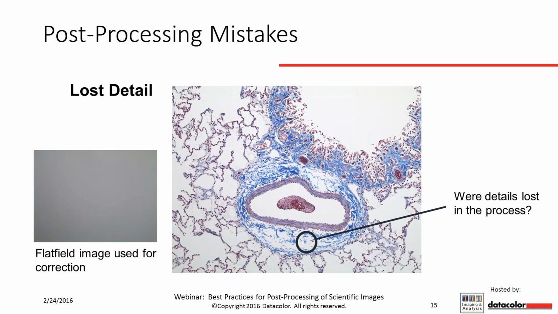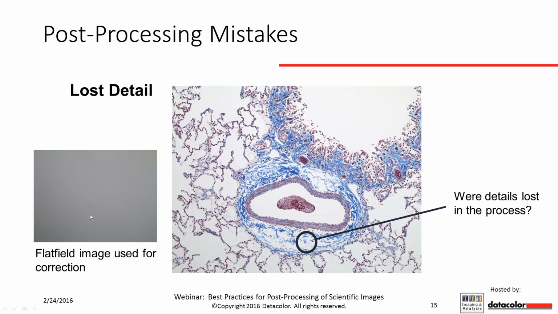And then there's the issue of when you correct for uneven illumination, generally you iteratively set a setting to determine the degree at which you divide the flat field image into your specimen image. That can remove some detail, especially in the brighter parts of the image.